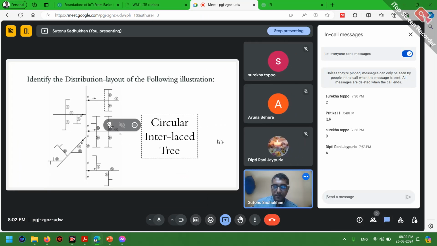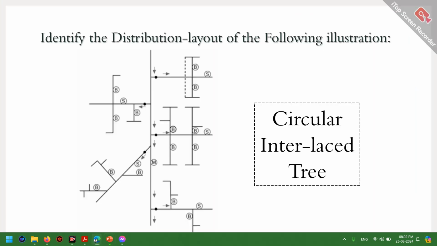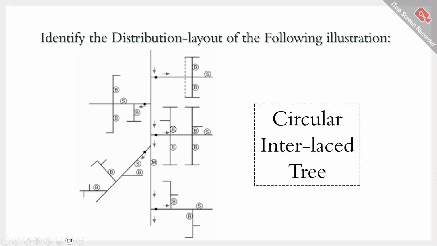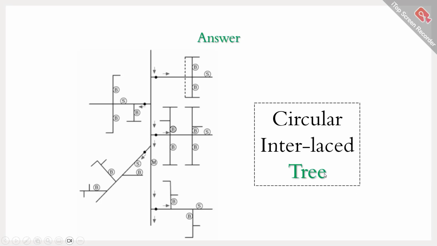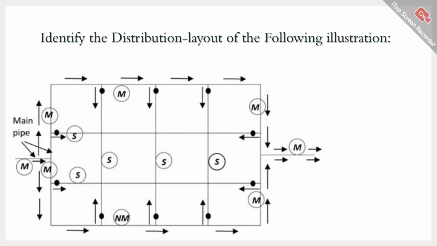So you understand, right? Where do you see these kinds of branches? It's basically nothing but the tree one. So tree is the correct answer for this distribution layout. Now let's move on to our next distribution layout.